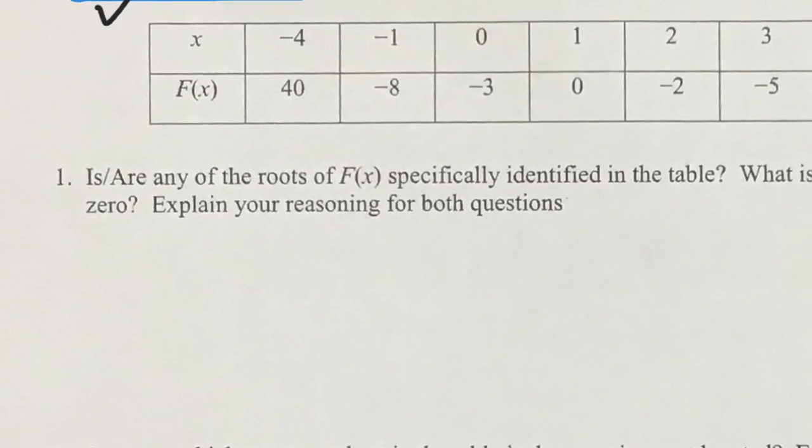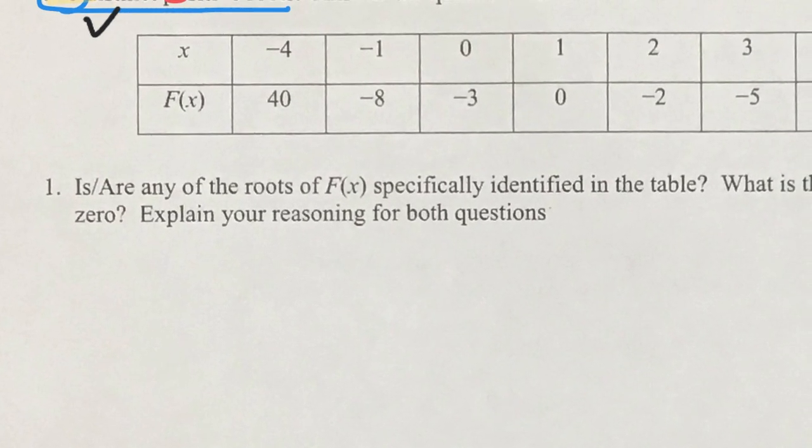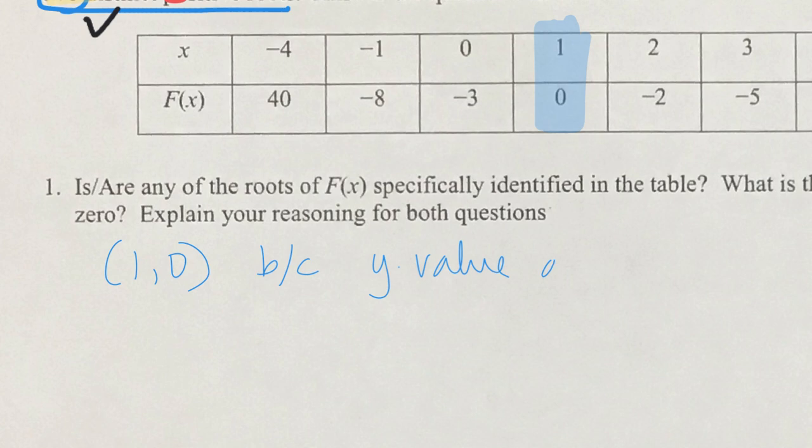Okay, so looking at the table, are any roots directly given to you in the table? Okay, and yes, this one right here is going to be a root. And how do we know that's a root? Yes, very good. Because it has a y value of 0. Anytime we have a y value of 0, that's where it crosses the x-axis. That is called a root.